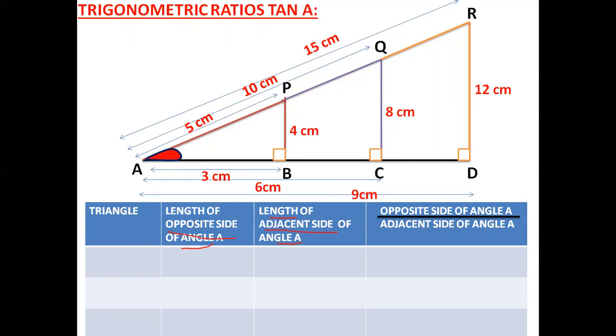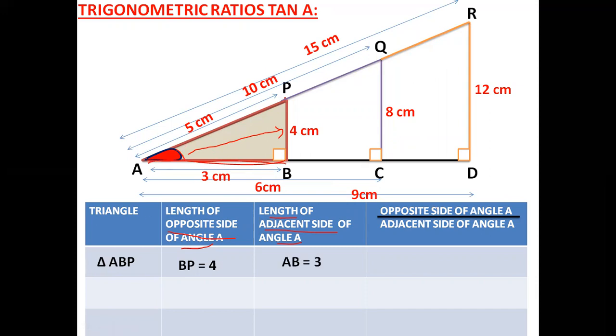So here I'm taking triangle ABP. In this triangle ABP, the opposite side of angle A, what is the opposite side? BP is the opposite side. AB is the adjacent side of angle A. AP is the hypotenuse. Here you have to write the opposite side of angle A. What is the opposite side? BP. So here you write BP is equal to 4 centimeters. And what is the adjacent side of angle A? AB is the adjacent side. Here you write AB is equal to 3 centimeters.